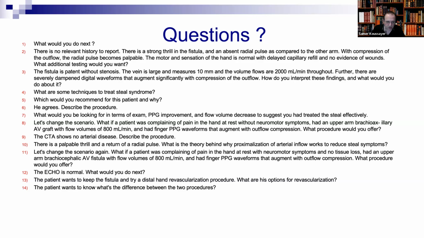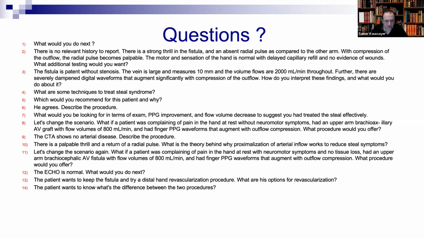But the most important part of this procedure: the anastomosis on the brachial artery has to be how far from the fistula? At least how many centimeters? Two centimeters? No. Two centimeters still gets a steal because it's too close. You have to be far, because if you put it very close, you don't get any benefit.